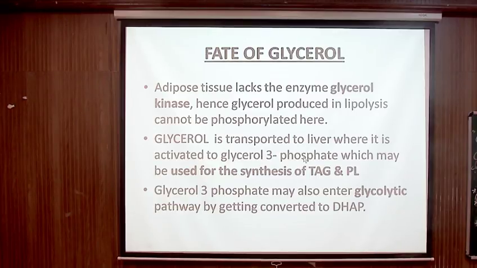which can be utilized either for the synthesis of triacylglycerol again and phospholipids, or this glycerol 3-phosphate can enter the glycolytic pathway by getting converted into dihydroxyacetone phosphate. So, how is glycerol 3-phosphate converted to dihydroxyacetone phosphate? Let us leave this glycerol topic.